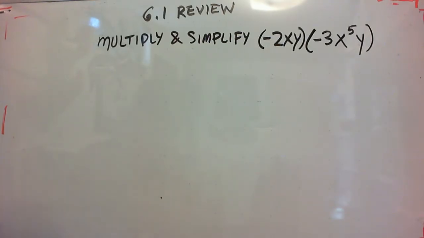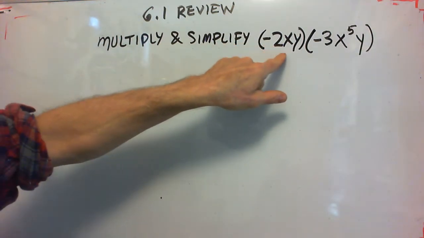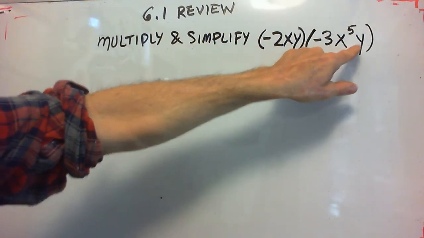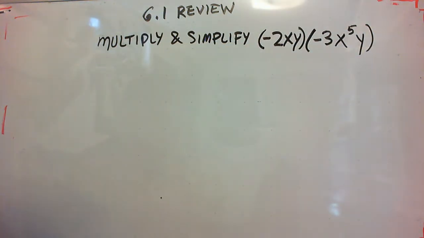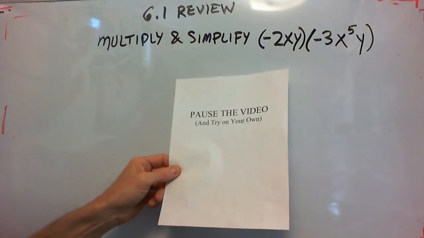Okay, in the next problem, we're going to multiply and simplify the quantity negative 2xy times the quantity negative 3x to the fifth y. And we'll do this one kind of like the last one. Rewrite this, rearrange, and put the x's together, the numbers together, and the y's together. So see if you can finish this one.